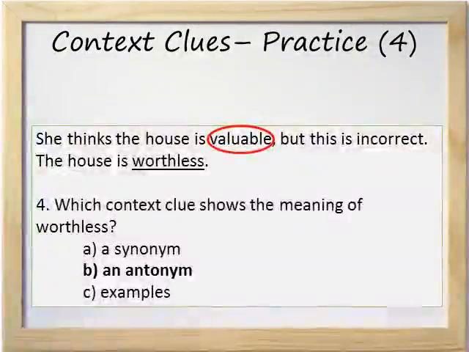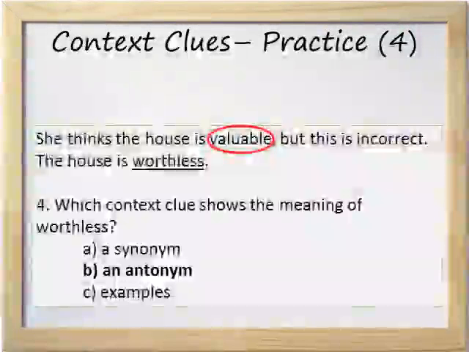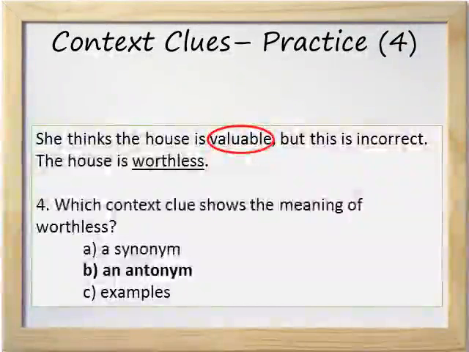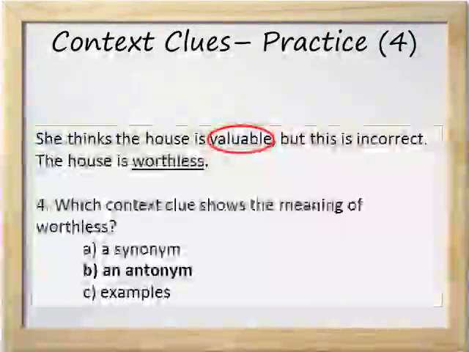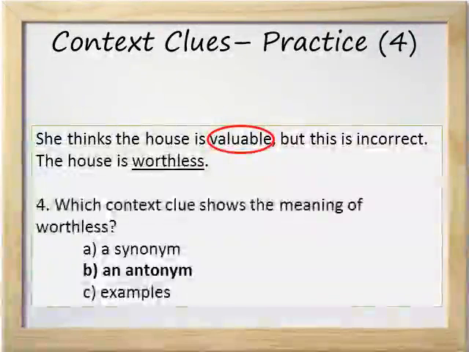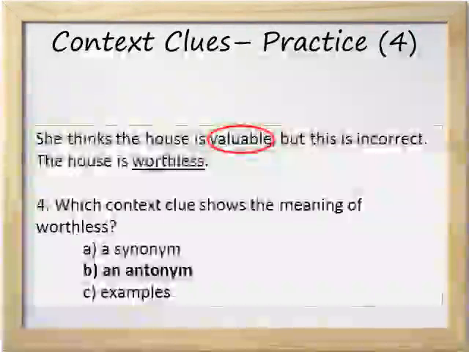Now, it's possible that you thought the answer was C, examples, because we do see one example of something worthless, which is the house. But in this case, we see that examples, item C, ends in an S. That means we would need more than one example in the context, and we only have one, which is house. So the correct answer in this case cannot be C. It must be B.